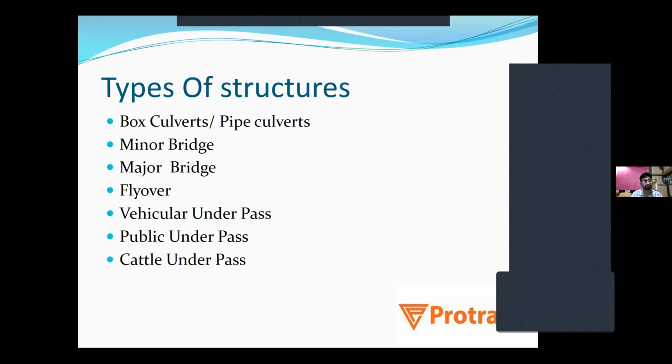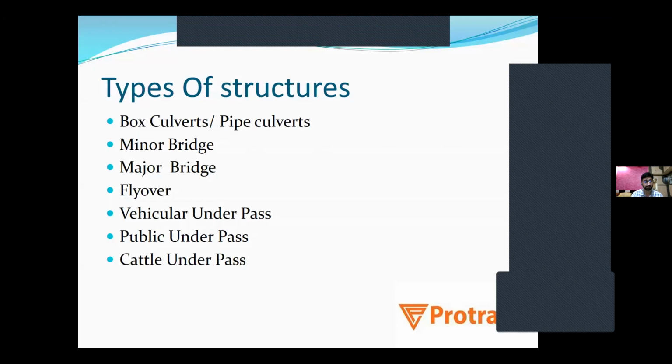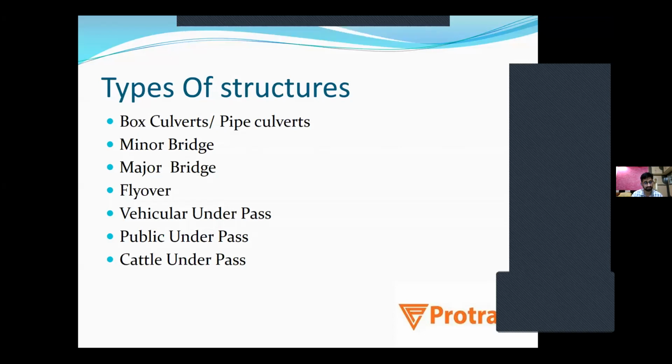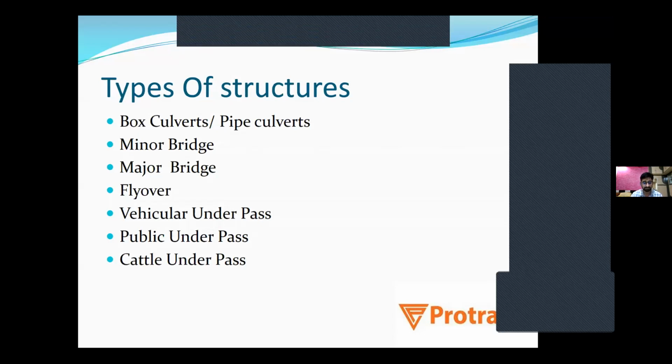Flyover is nothing but an overhead junction or overhead crossing for the main highway, so that traffic congestion doesn't occur. Vehicle underpass is also the same. Public underpass, or pedestrian underpass, is so that people can cross the road safely under the road, so that no accident occurs. Cattle underpass is for the animals to cross the road.